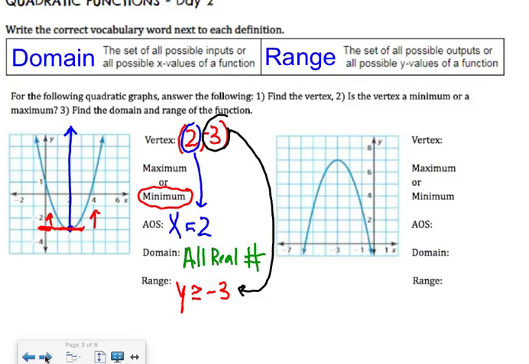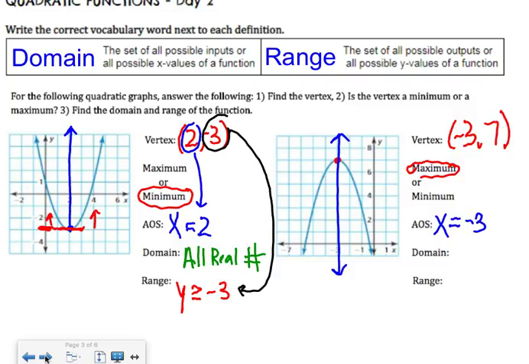Okay, let's try another one. Our vertex, remember, is either the high or low point, and that's happening right here. What is that point? Well, it's over 3, up 7, so (-3, 7). Is it a max or a min? Well, it's at the top of my graph, so it is a maximum. Our axis of symmetry, if I draw in that line here, I know it's going to be x equals. What's x equal here? Well, it's -3. Again, it's the same number as this guy.